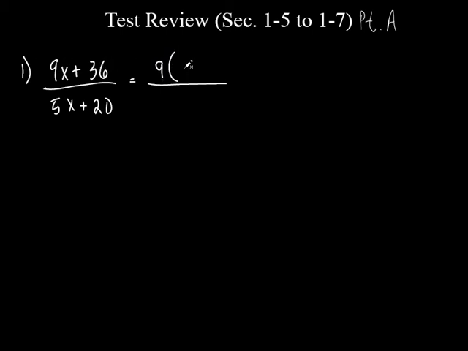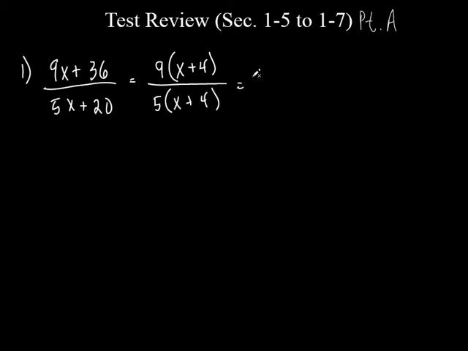So we factor out a 9, and when we factor it out, we're dividing by 9 everything here. So if I divide this by 9, I get an x, and 36 divided by 9 is a 4. Alright, easy as that. Look at the next part. Look at the bottom. Let's factor that as well. So we factor out a 5, and we get x plus 4.